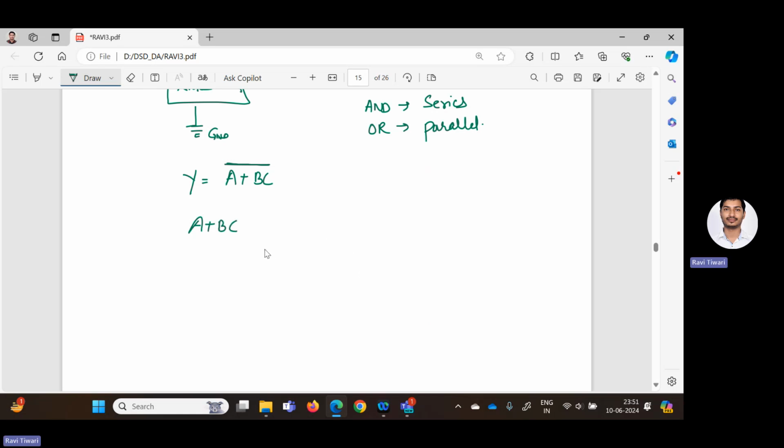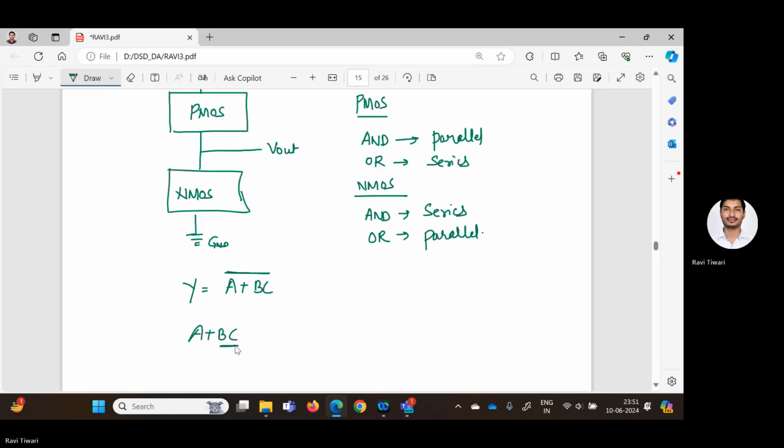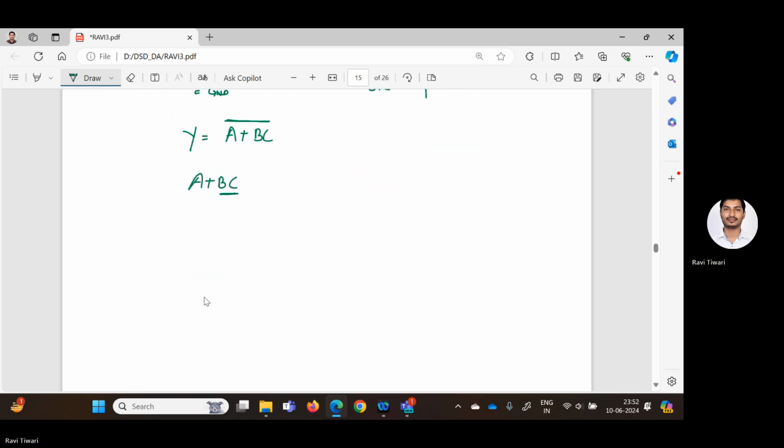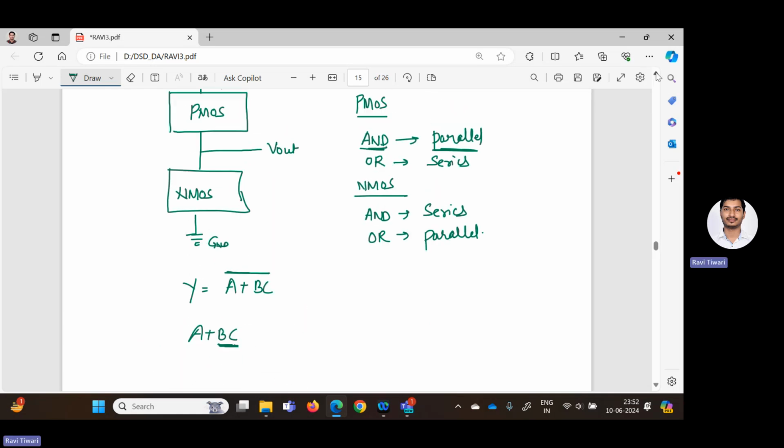Now, as we know, for the AND operation between B and C, PMOS will be connected in parallel. So first I implement this function by using the PMOS, and B and C will be connected in parallel like this. Here I am connecting B and here I am connecting C. So now this BC is already implemented. After that, the OR operation of BC with A. OR operation means a series combination. In case of PMOS, for OR operation, it should be connected in series.